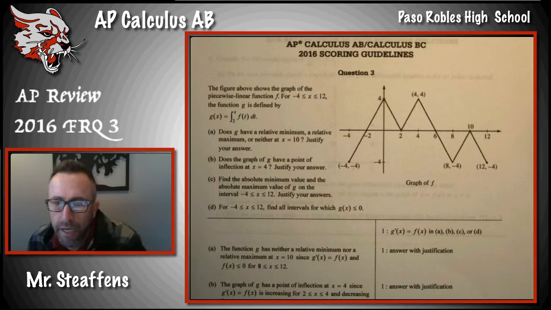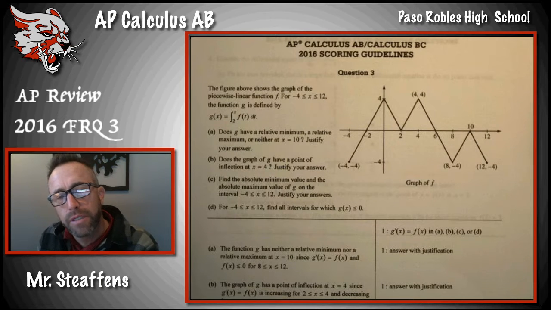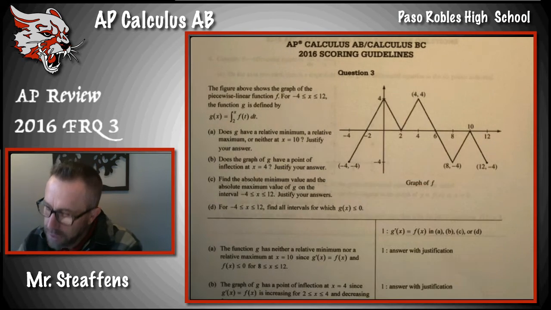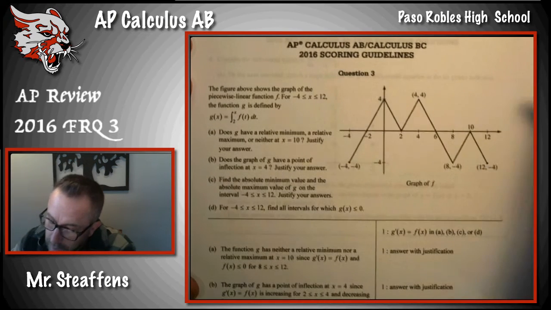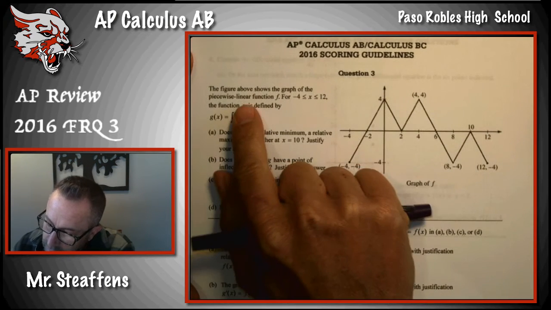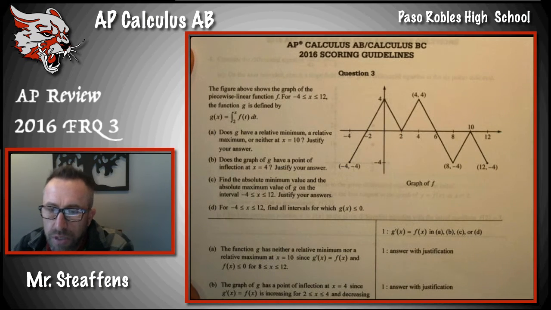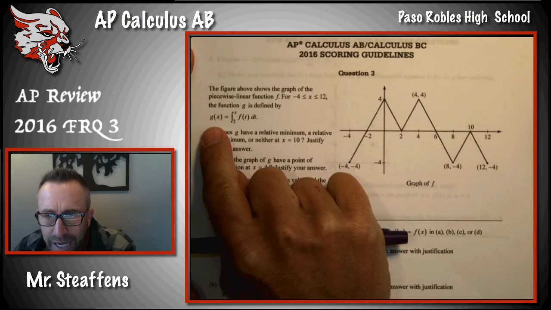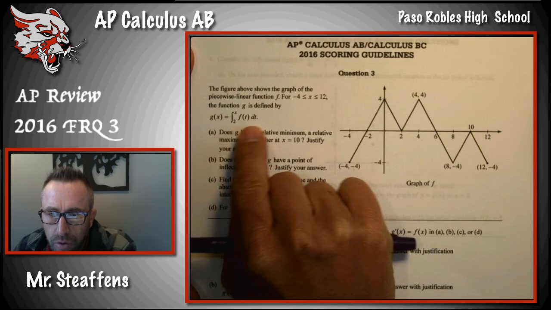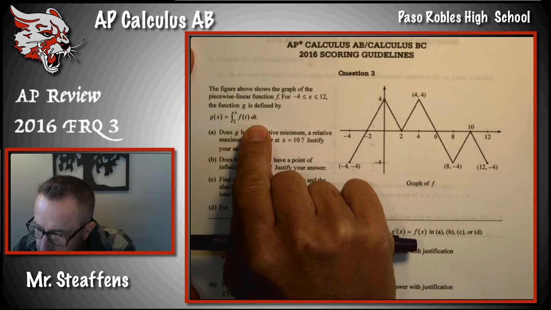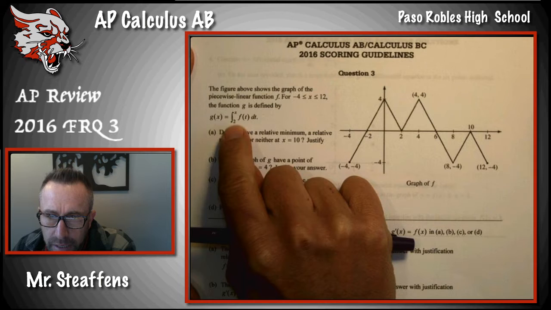This is the scoring guideline because I already messed up the other one. I printed funky. So this is what we're starting with. So here we go. It says this is a piecewise function. We don't really need to know the value of the function. We're just going to use the graph. And it says g of x is the integral of this function from 2 to wherever I go.